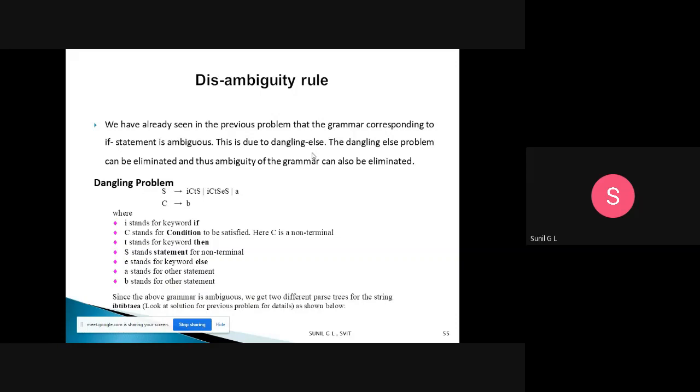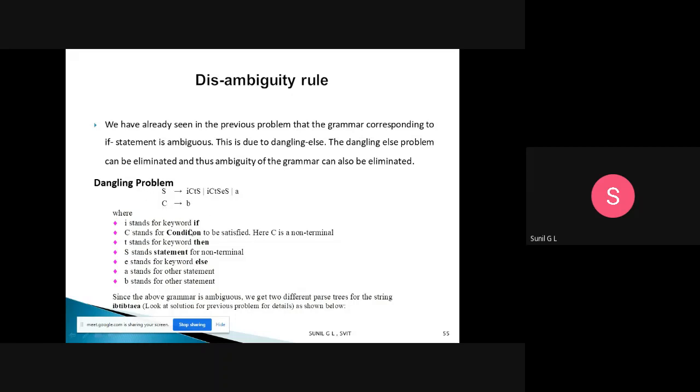How will we remove the dangling else? Whichever if statement the else is nearer to, you join the else with that if statement, and that ambiguity will be removed. For example, this dangling problem will be explained with this grammar that we have given.